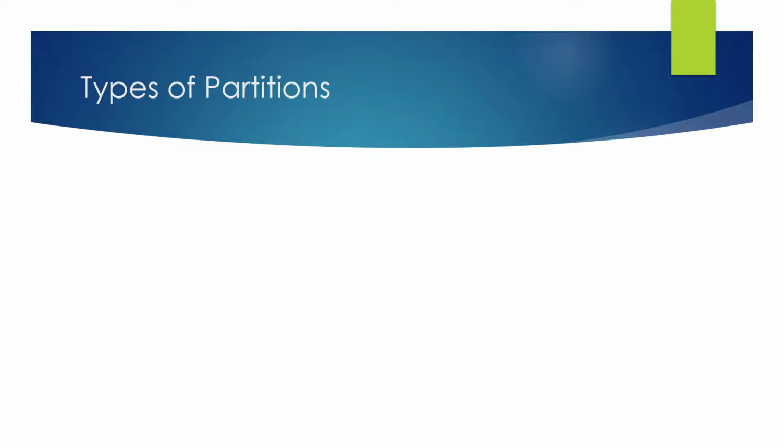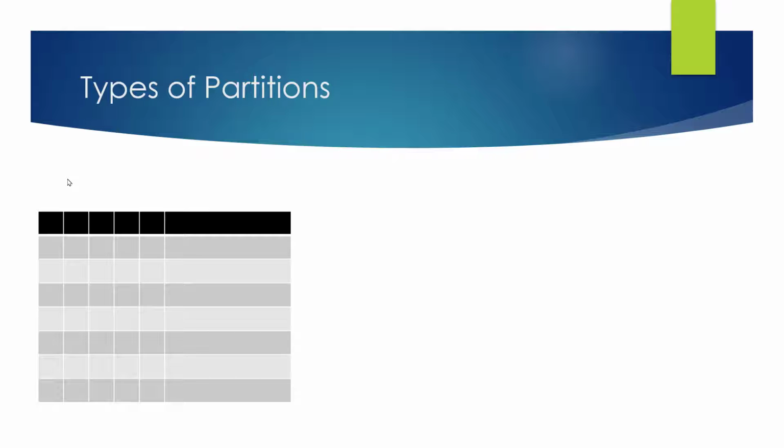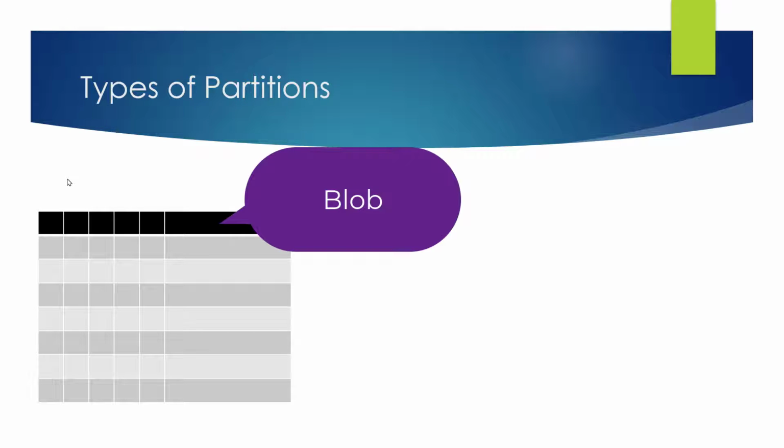So let's get started with the different types of partitions. On a high level, there are two types: one is vertical partitioning and the other is horizontal partitioning. To explain vertical partitioning, let me take an example of a table which has multiple normal columns, and one column which is a blob type to store large data.